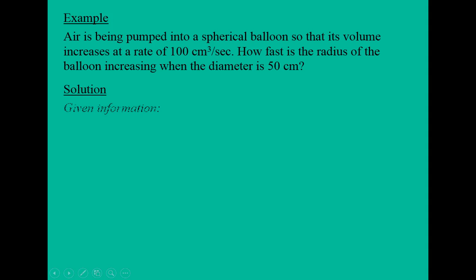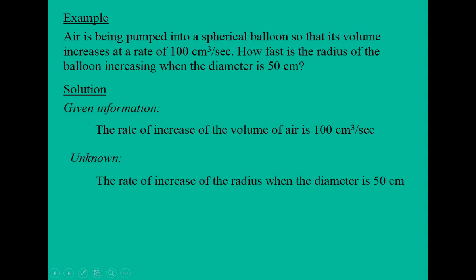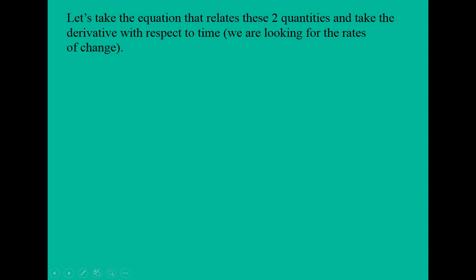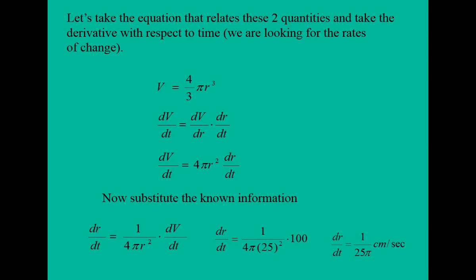Now, we're going to go through the slides, and it's just repeating the same process that we just used to solve this problem. There's our given, what we're trying to find, and when, and there's the equation that relates the two variables together. Then taking the derivative of both sides with respect to t, filling in the information, and solving for dr/dt. That's just a simplified form, 1 over 25 pi.